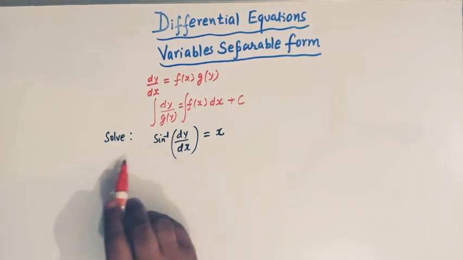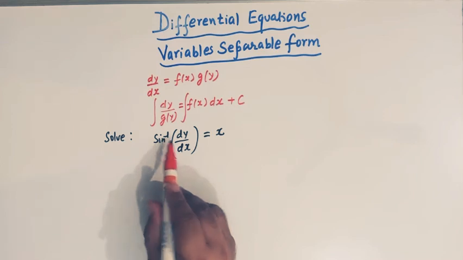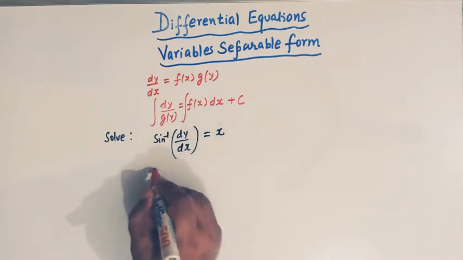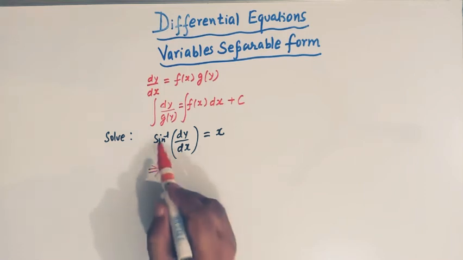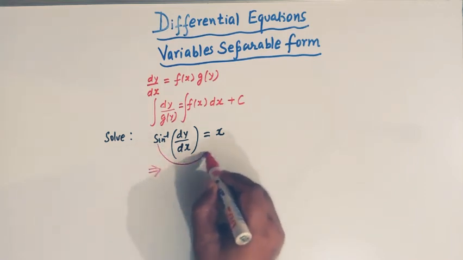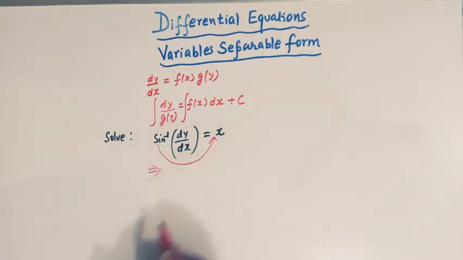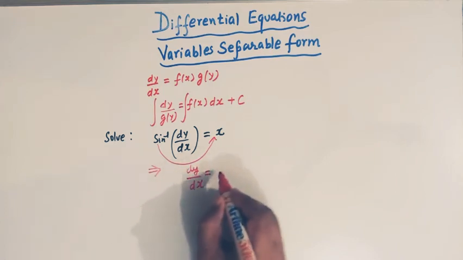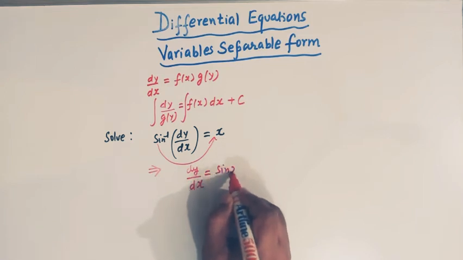Now let us take this problem. Here we have sine inverse of dy over dx is equal to x. So here what we will do, we'll take this sine inverse to the other side. So we have dy over dx is equal to sine x, right?